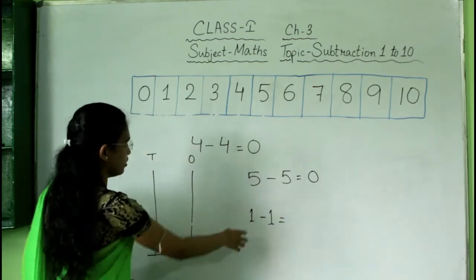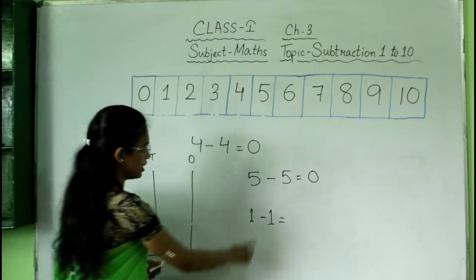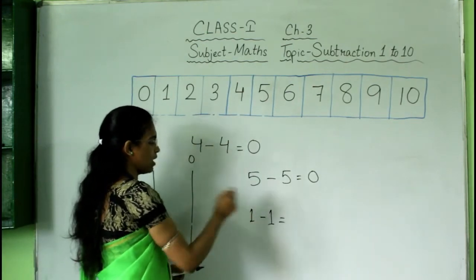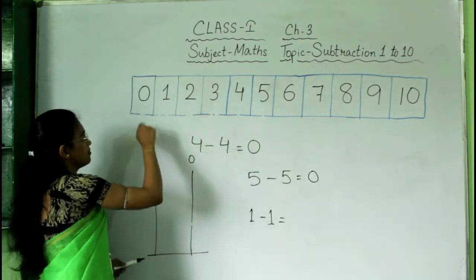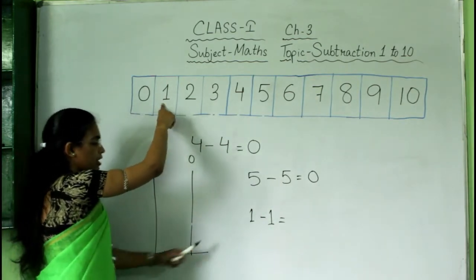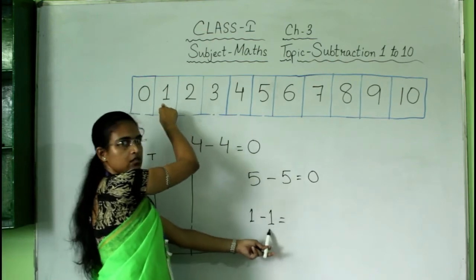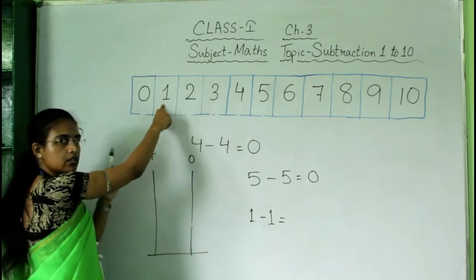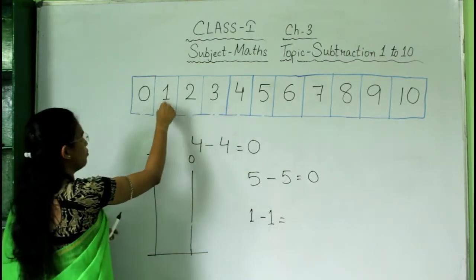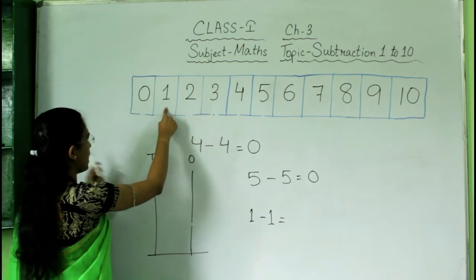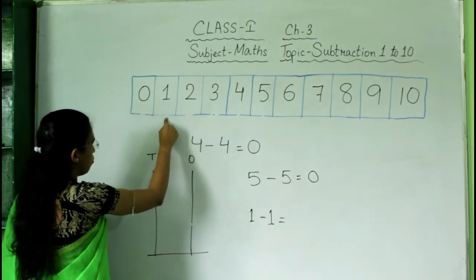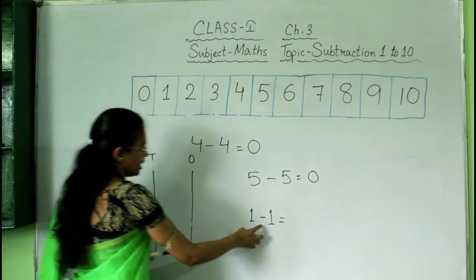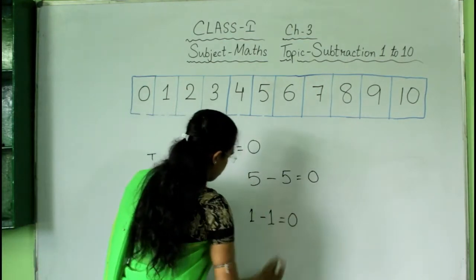Okay. Now which number is this? 1. And what is this? Yes, minus. And this one? 1. So 1 minus 1. So what is 1? Yes, it is here. So how many steps we have to take backward? 1 step. So from 1, if you take 1 step backward, then where we are now? We are in 0. So 1 minus 1 equals to 0.